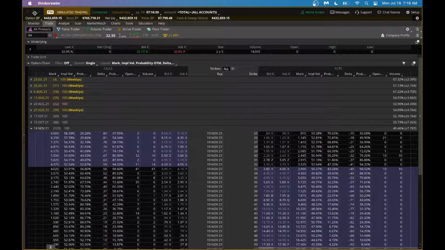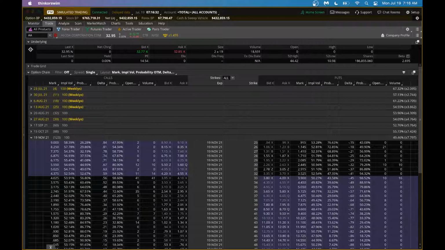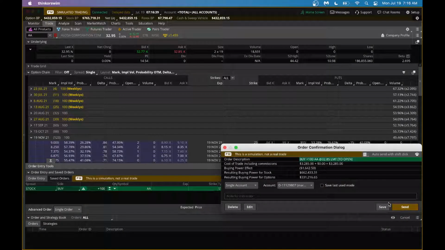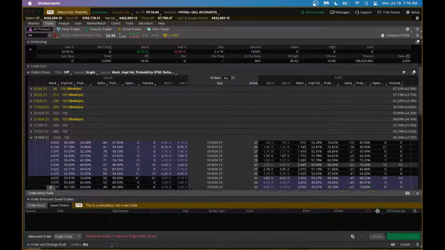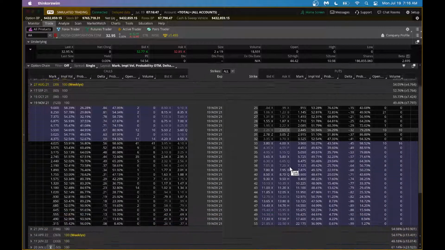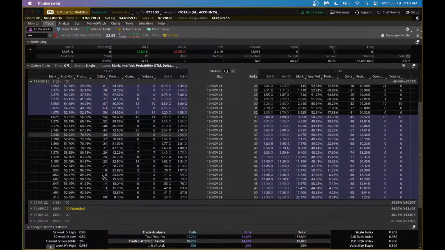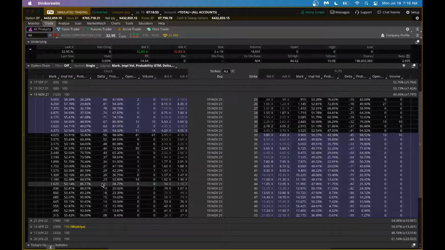Go to the option chain here. And if you're a long-term stock trader, you could just buy some Alcoa at 32.85 and confirm and send. You'll pay around 3200, as you can see here. But if you are an option trader, you could go a little bit longer term. I would say go 123 days out. And if you want to buy an option outright, you could stick to Delta 70 options somewhere here. 71 is good.